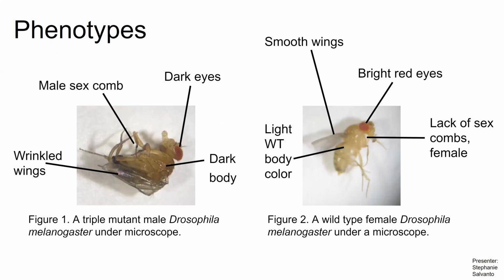The triple mutant Drosophila: comparing figures 1 and 2, it is clear that figure 1 is the triple mutant fly. Its visible darker body, brown eyes, and vestigial wings are the classic phenotypes of a mutated fly. Figure 2 depicts a wild type fly because it has brighter red eyes, smooth wings, and a lighter body type. On figure 1, it is clear that the Drosophila is a male because there's a male sex comb present on its anterior leg. It is absent on the female's anterior leg in figure 2.